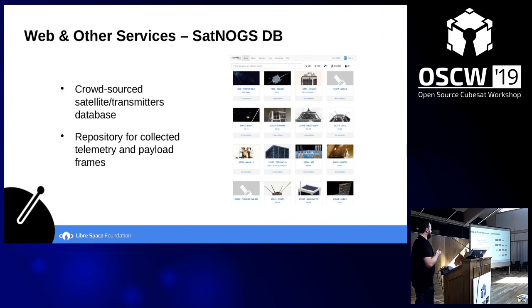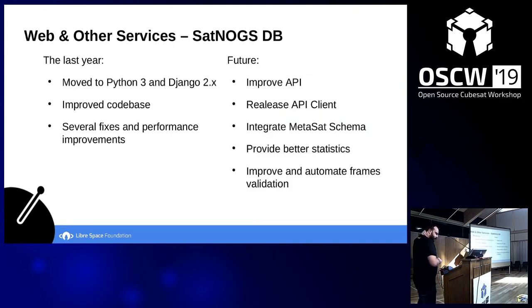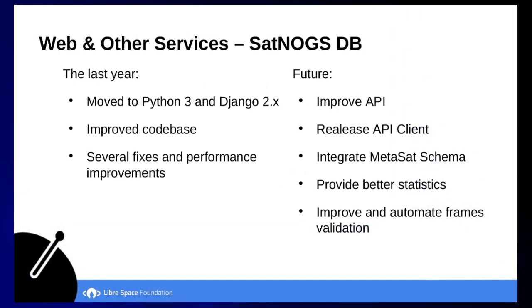SatNOGS DB, a crowdsourced database for satellites and transmitters, and the repository of collected telemetry and payload frames. Some statistics about the SatNOGS DB: we have several satellites and transmitters, and 650 contributors collected more than 48.5 million frames from SatNOGS Network, telemetry forwarder, and gr-satellites. Last year we moved to Python 3 and Django 2, improved the code base, and we also had several fixes and performance improvements. Again, we are going to improve the API, release an API client for the SatNOGS DB too, integrate the Metasat schema, provide better statistics, and improve the automated frames validation.